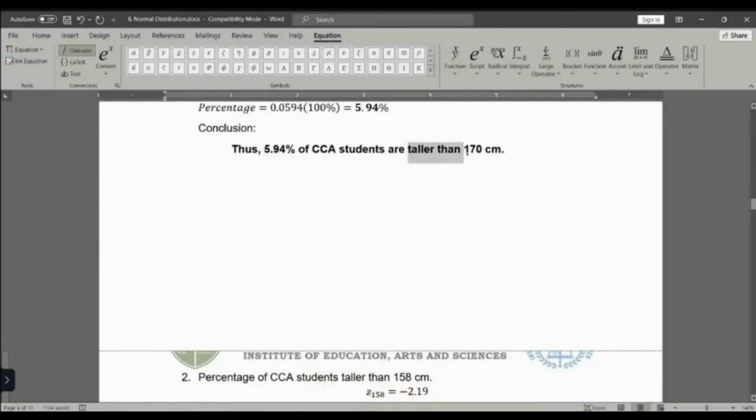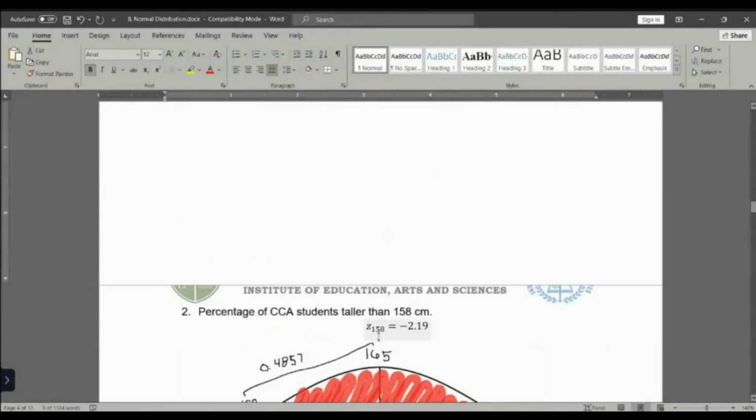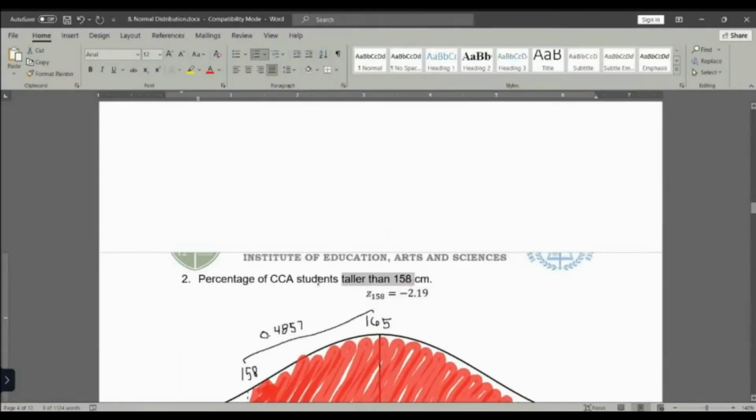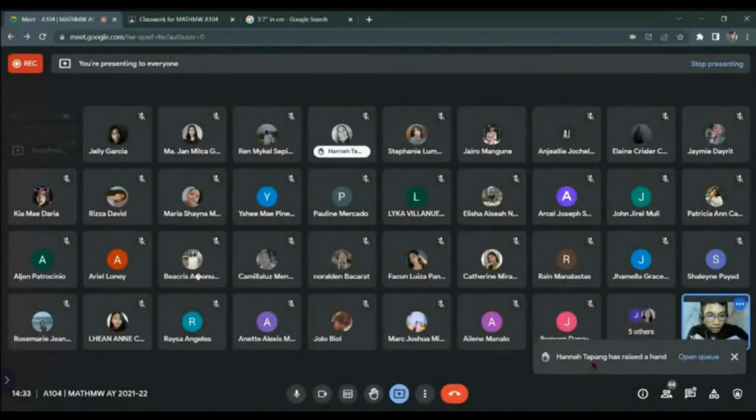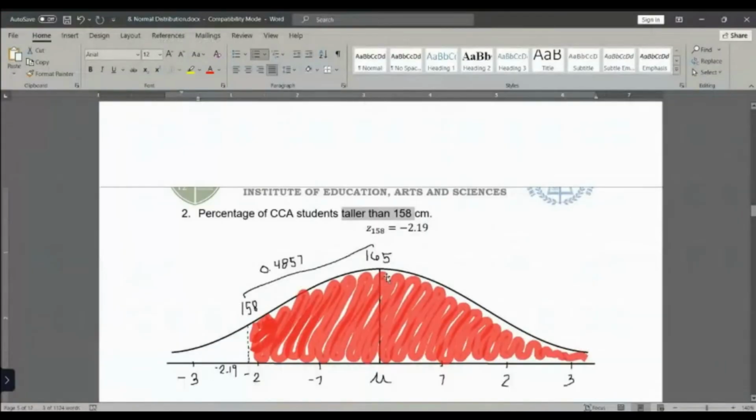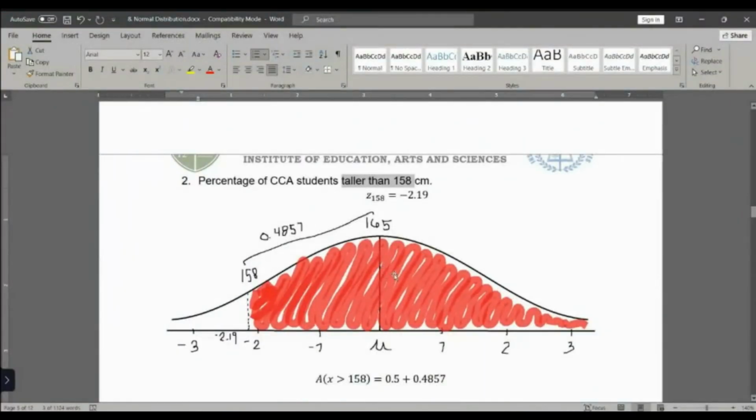Oh, pareho namang taller than. Diba? Taller than din tayo kanina, 170. It's taller than 158. So they are both taller than. So what is their difference? Hana. Kasi po kasama na din po yung isang half po. Logically speaking, mas madami po yung ngayon kaysa dun sa kanina po. Kaya plus 0.5 po. That's it.